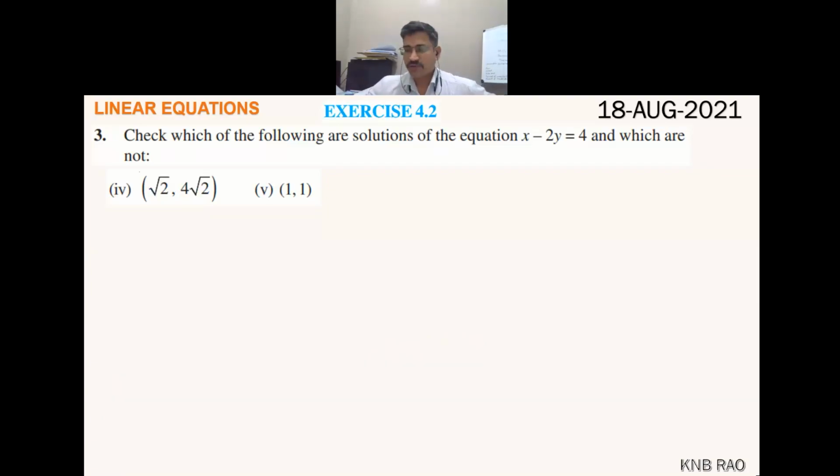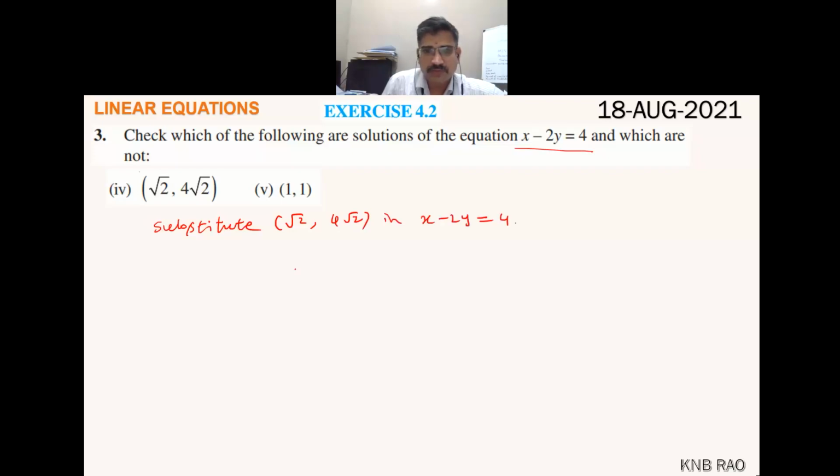Coming to sub question 3, till then we solved. Now we are solving sub question 4. Yesterday it just started, but due to a power failure, it went off. Now see what we do here. Check which of the following are solutions for this equation. If I want to check, substitute root 2 comma 4 root 2 in x minus 2y equals 4.